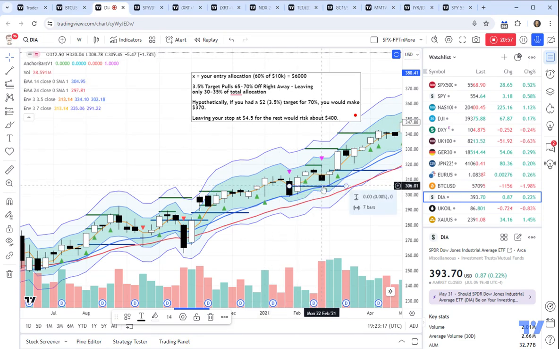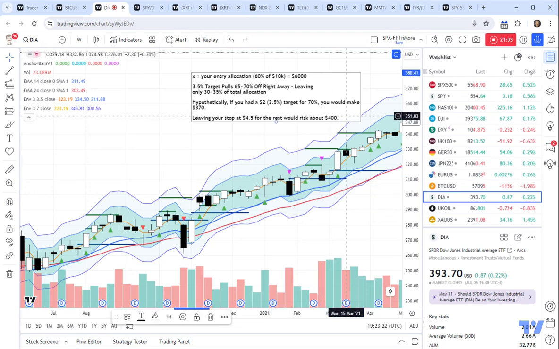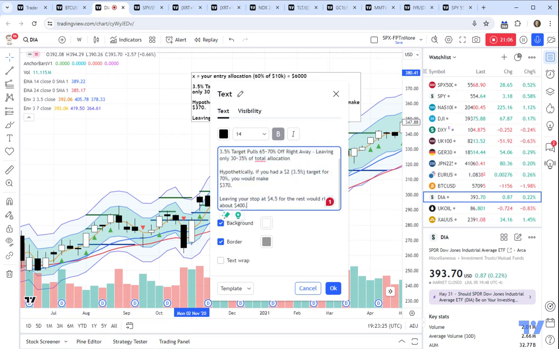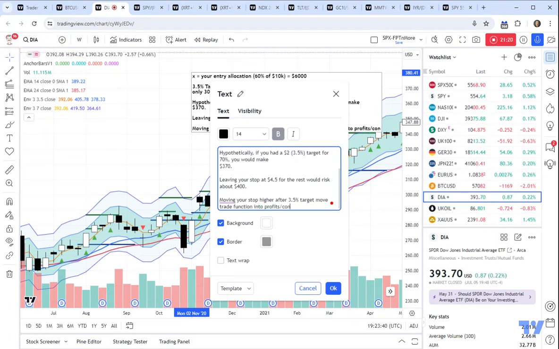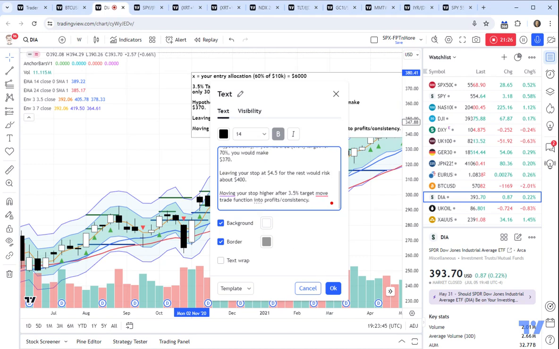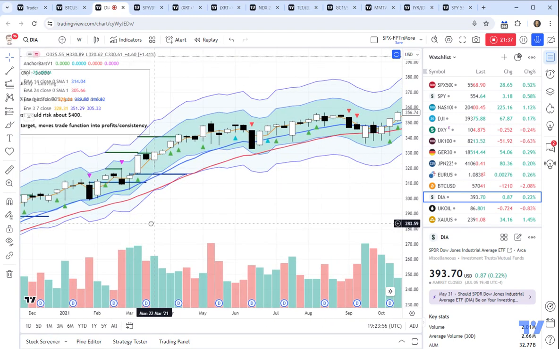If you do move your stop up into this area, your risk drops considerably. So moving your stop higher after the 3.5% target moves the trade into profits, consistency. So understand that that's the general rule, and it works in any trend.